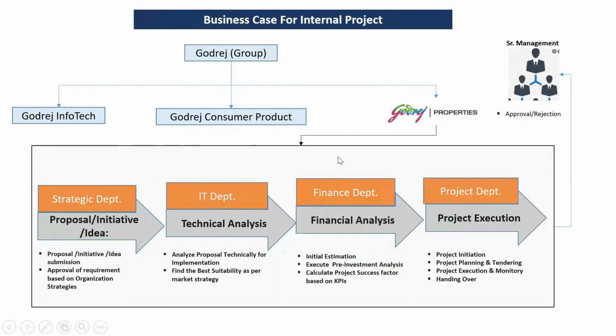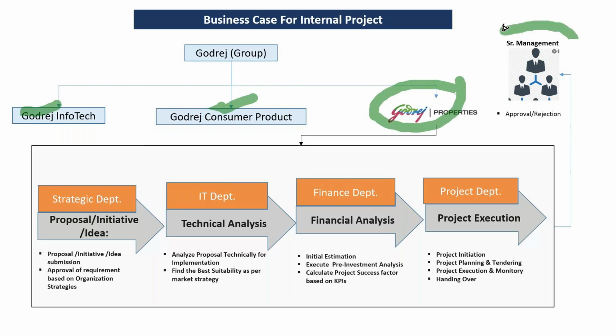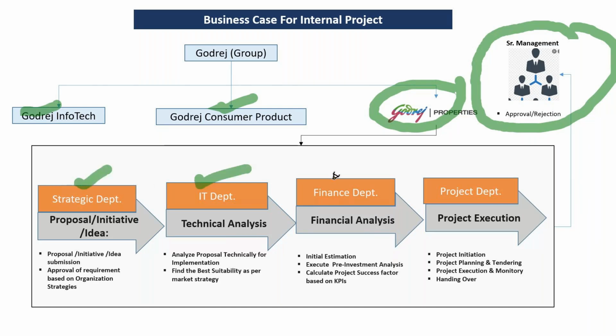This is just to give you some idea here. Let's say the Godrej group is there, which has different companies: Godrej Consumer Products, Godrej Properties, and one senior management is approving the project. So before approval, it has to go through some analytical approach or analysis cycle where it is going to be finalized whether we are going to execute it or cancel it. Okay, so first, let's say there are different departments: a strategic department, then IT department, then finance department, then project department. I have just taken one case here.